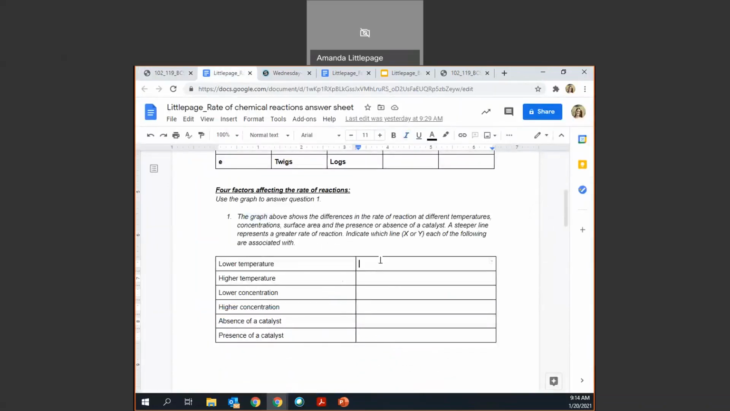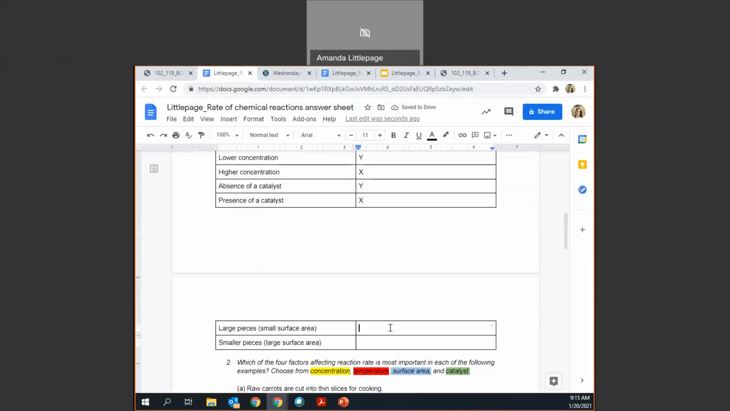Well, lower temperature, that would definitely be Y. I'll go ahead and type this in here so we can work through it. Higher temperature would be X, because it's going to be faster. Lower concentration would be graph Y. Higher concentration, graph X. Absence of a catalyst, graph Y. Presence of a catalyst, graph X.